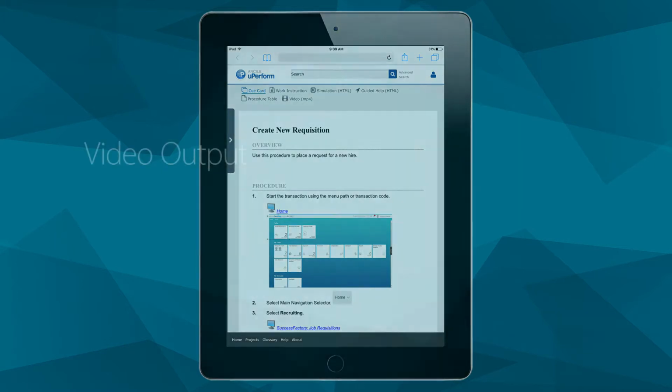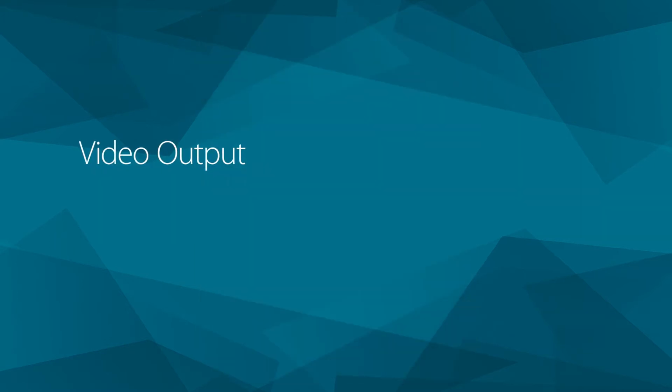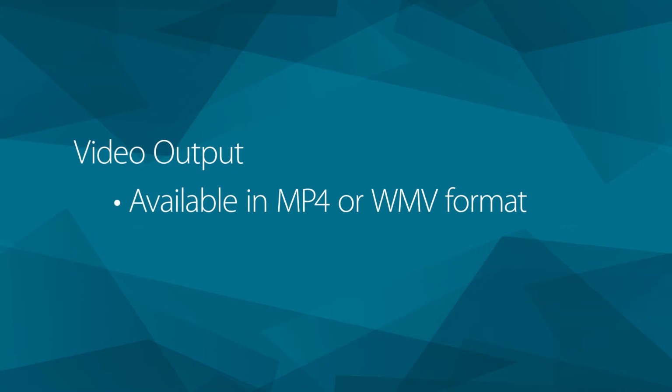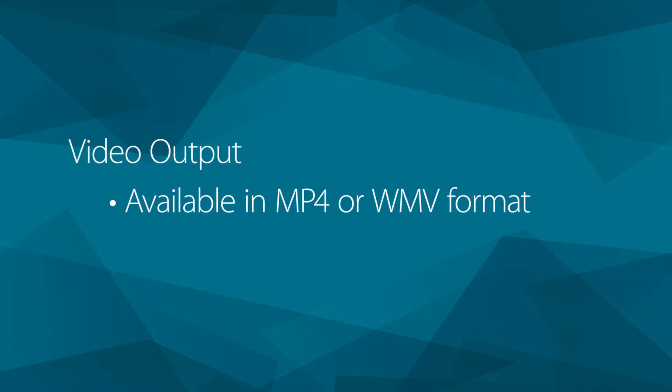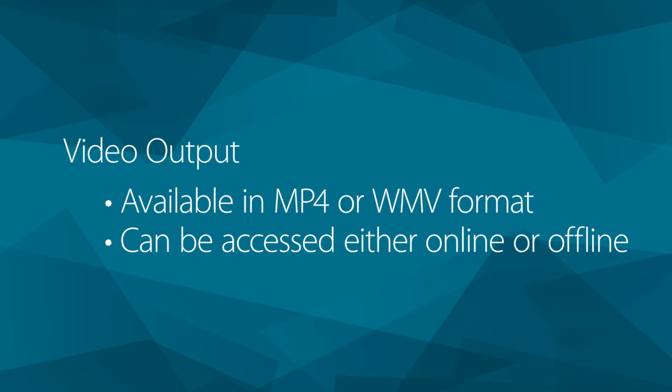In addition to new icons, an author can choose to publish to a video output in either MP4 or WMV format, making content more portable.